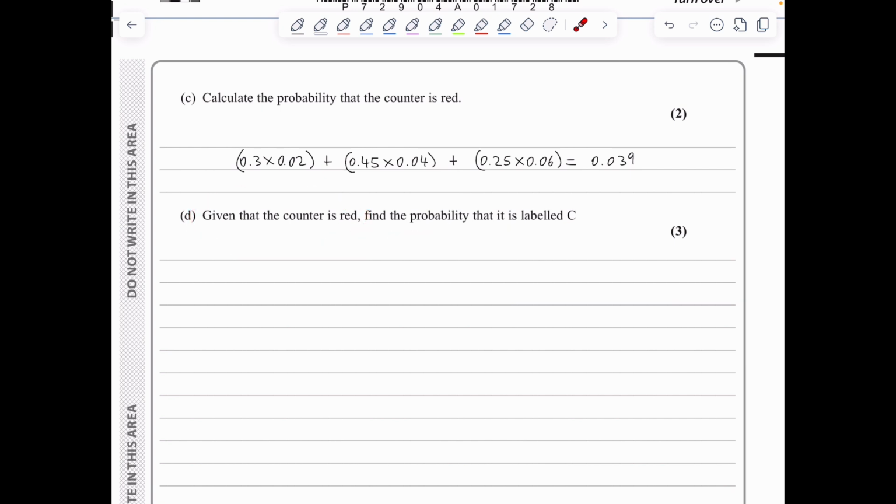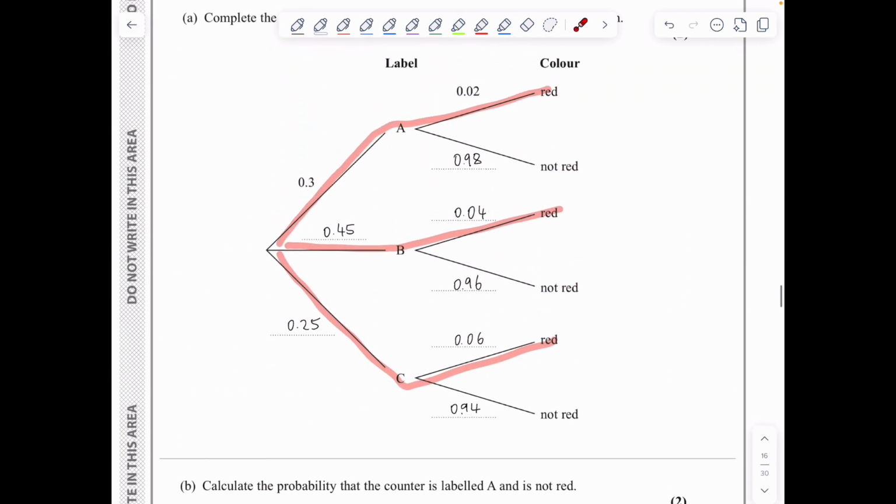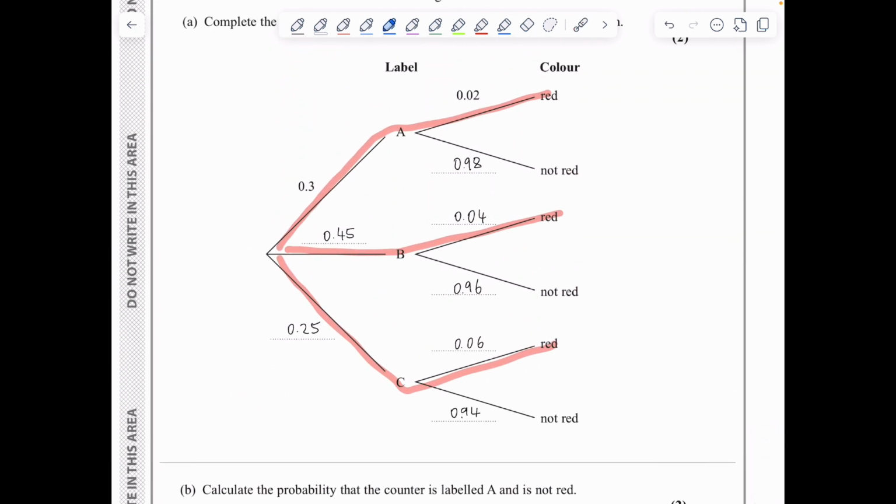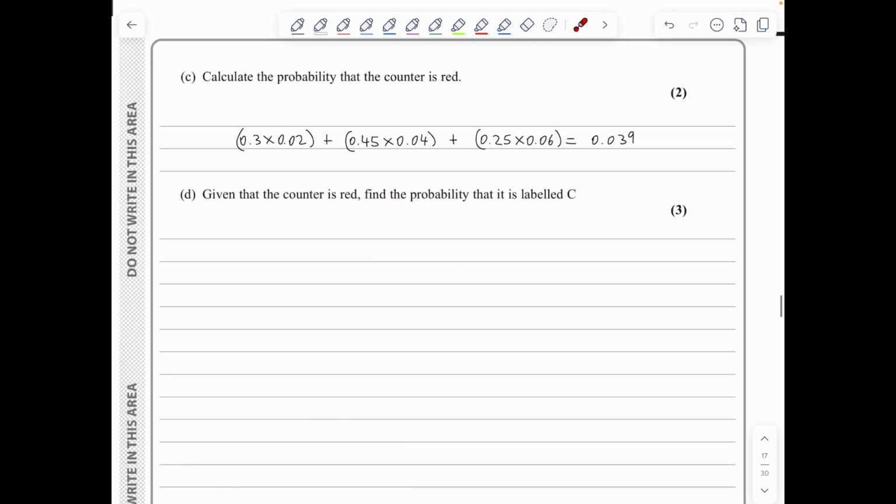So this is an example of conditional probability. We surely know that the counter we've picked is red, so we are here, here, or here. The question is, what's the probability that the counter came from C? What's the probability we are here? So the numerator is going to be the 0.25 times the 0.06, while the denominator will be the event that we know for sure to have happened, the probability of being red, which is the sum of these three probabilities, or simply the answer we obtained in part C.